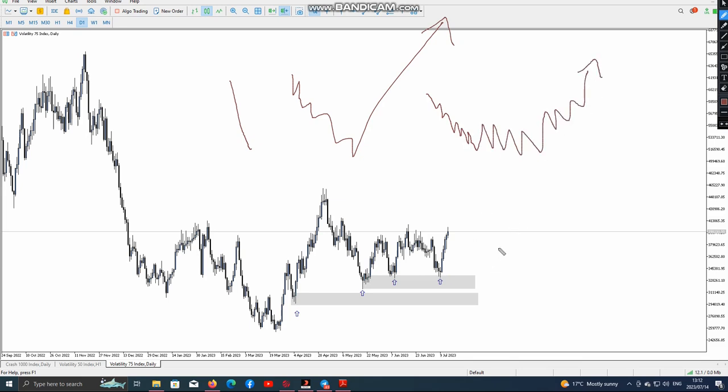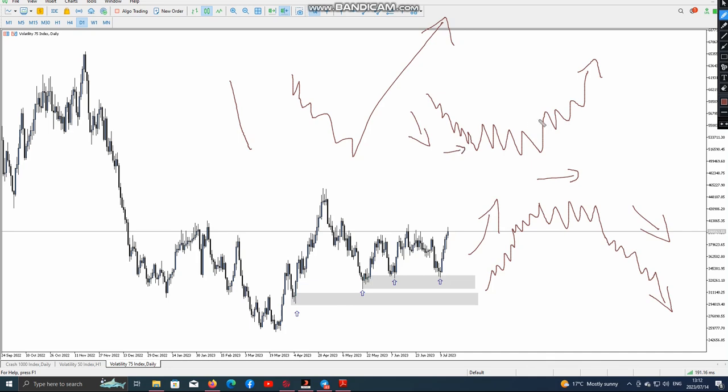Or the market can come in an uptrend, then it starts consolidating, and then it starts building a bearish trend. Do you understand? So it's a form of something like this. Then like that, downtrend, ranging, then uptrend, simple like that.